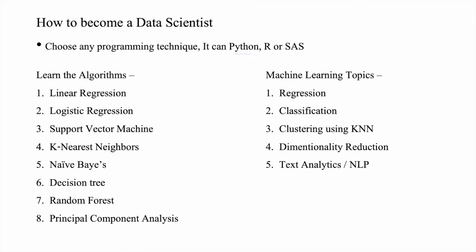Then in each programming technique, we have lots of algorithms like linear regression, logistic regression, SVM, and the KNN algorithm, which is nearest neighbors. We would have studied this in schooling itself. And we have naive-Bayes, decision tree, random forest, and principal component analysis. In my channel, I'll be explaining all these algorithms to make you understand their utilization and where they are used.